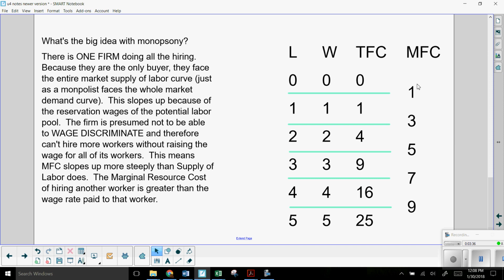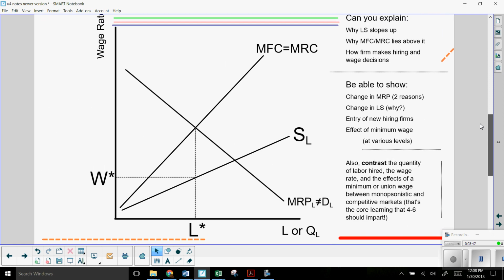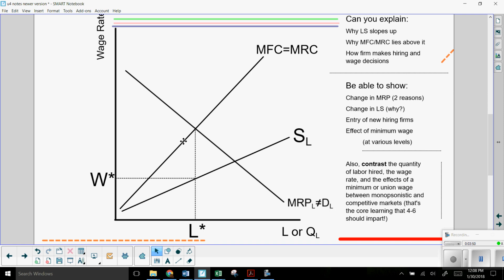So plotting these points along with L's that are maybe halfway in between these values, or at those values if you prefer, that's what helped us generate this steeper upsloping marginal factor cost line. And hopefully you're comfortable with the idea that the firm wants to maximize its profit by hiring the number of workers where MFC equals MRP, and that's right there at L star. And then here we have W star as the wage that they're willing to pay. They say, let's pay the lowest wage necessary to get L star people to show up to work.